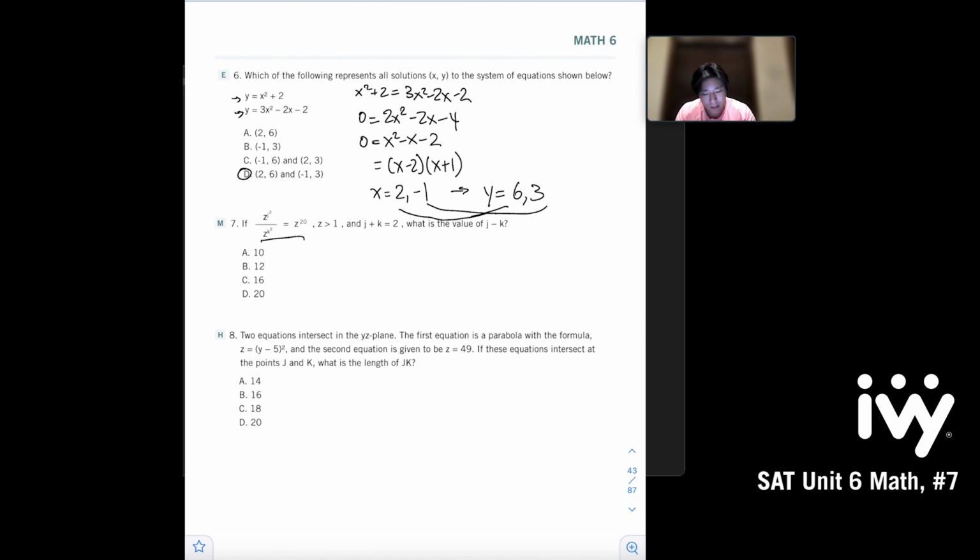So first thing we see, with both the numerator and the denominator having a base of z, we can go ahead and rewrite the left-hand side as z to the j squared minus k squared.